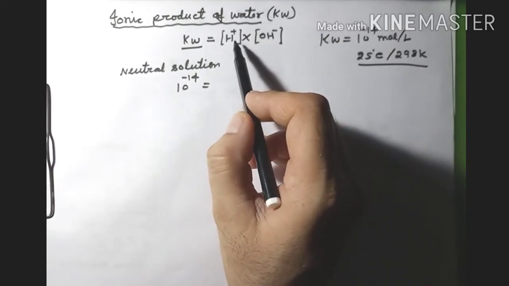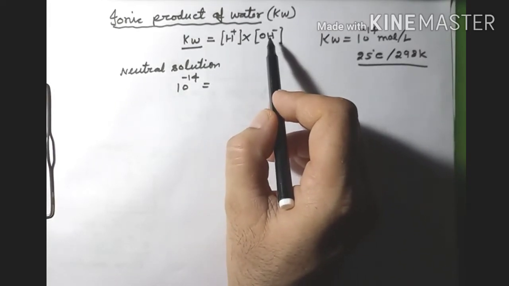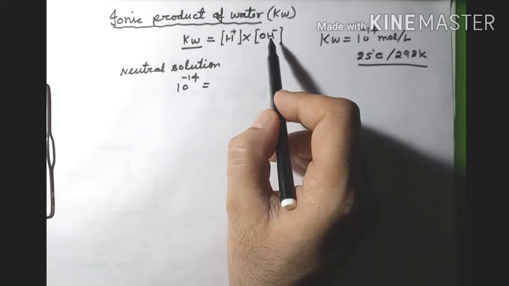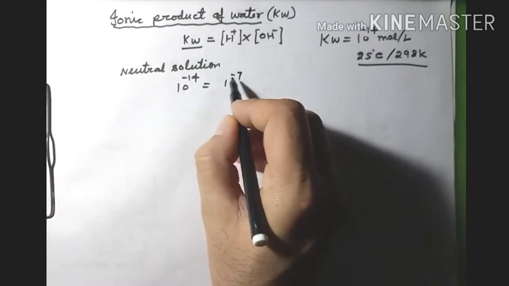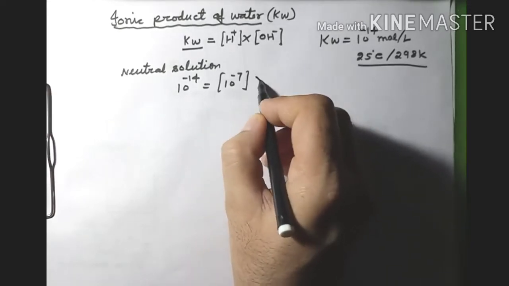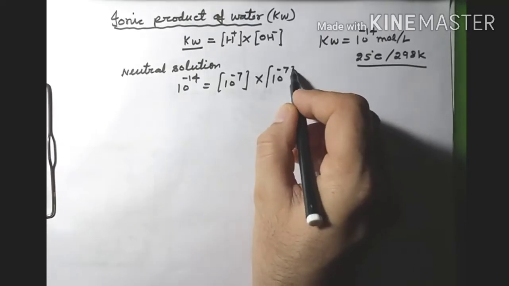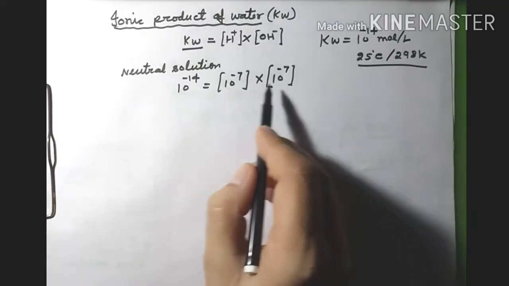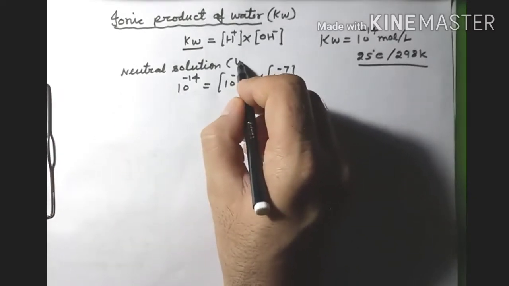And one condition is there: in a neutral solution, the concentrations of H plus and OH minus ion remain the same also. So if I keep the H plus ion concentration 10 to the power minus 7, and the OH minus ion concentration 10 to the power minus 7, then the product will become 10 to the power minus 14. For water, that is the condition.